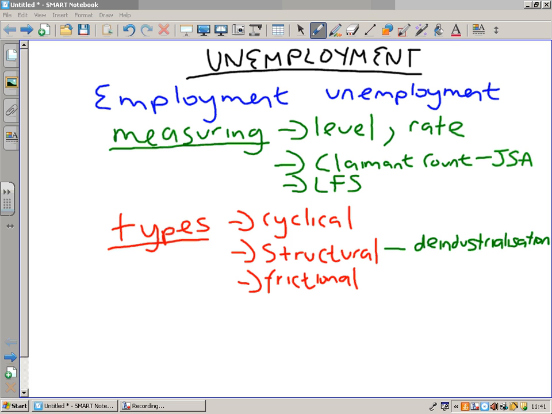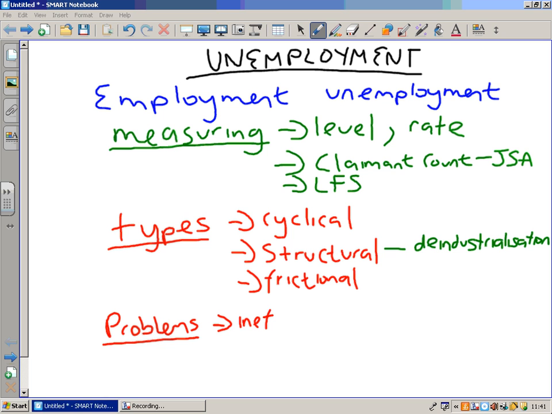Let's bring in now the problems of unemployment. One big problem we've got is inefficiency. People are a resource, human resources, and they are labour from the four factors of production. If people aren't working, that means we're not achieving our production possibility boundary. We're not producing as much as we could do.